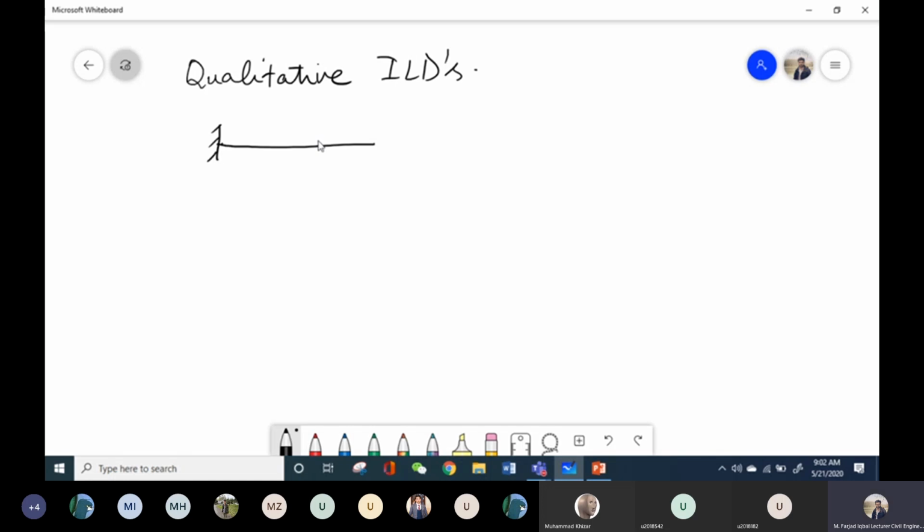For example, let's consider that this is a cantilever beam, and for this beam you have to plot the ILD at point B for shear force and bending moment. I'm going to give you 1 or 2 minutes. Can you quickly plot the shape of ILDs for this beam at point B for shear force and bending moment?